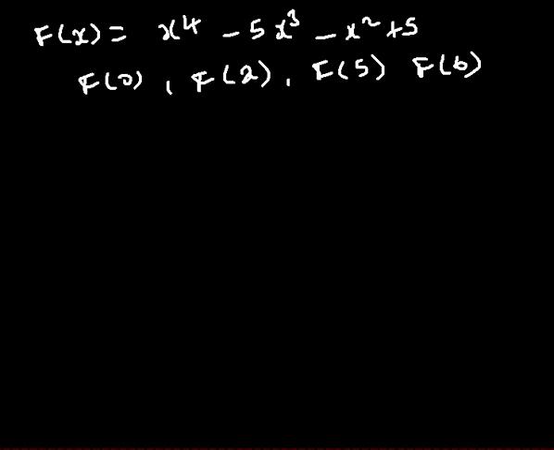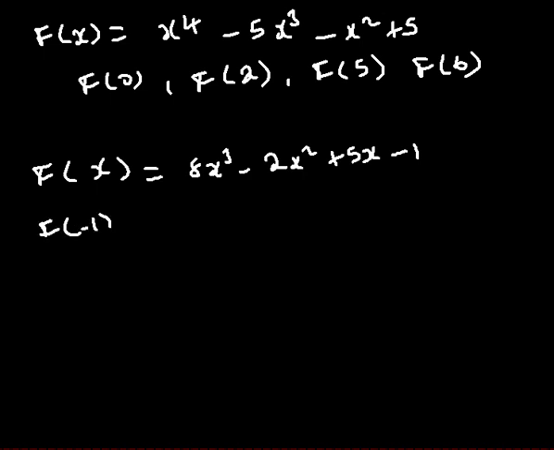And what if we have, let's say, f of x being given as 8x to the power 3 minus 2x to the power 2 plus 5x minus 1. Evaluate f of negative 1, f of negative 2, let's say f of 5. How do you think we should have that? So try to have that one.